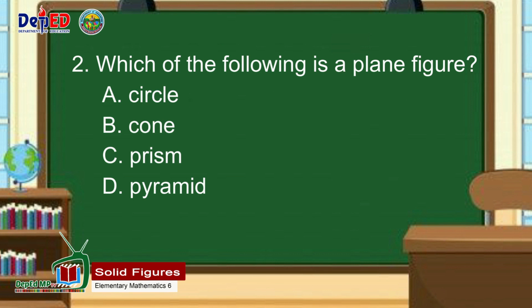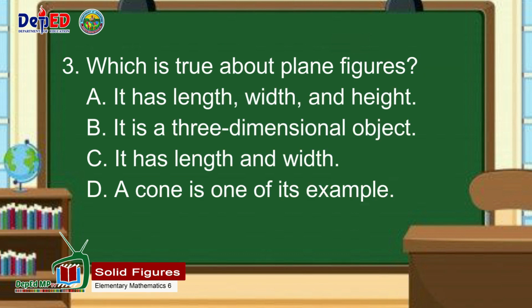Number 2. Which of the following is a plane figure? A. Circle, B. Cone, C. Prism, and D. Pyramid. Number 3. Which is true about plane figures? A. It has length, width, and height. B. It is a three-dimensional object. C. It has length and width. And letter D. A cone is one of its examples.